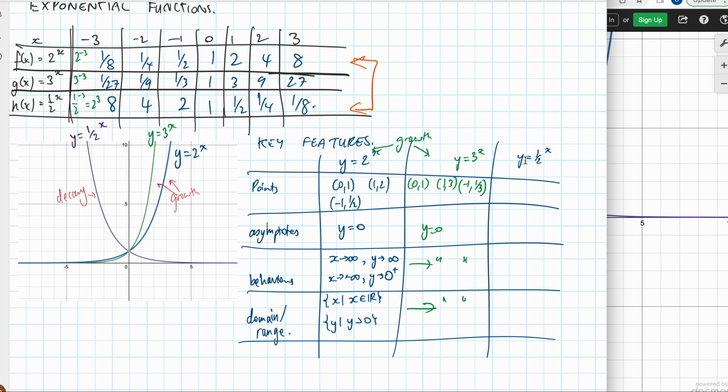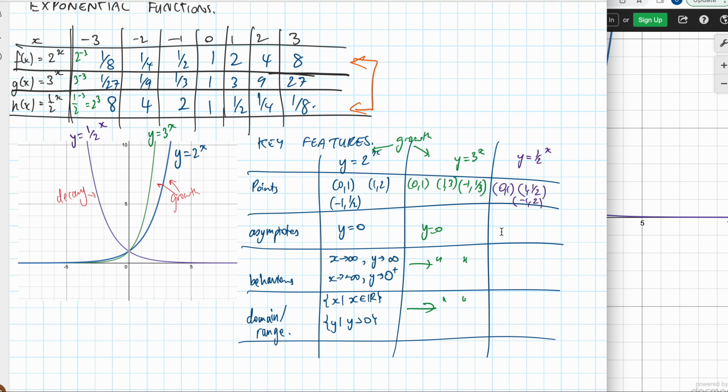Let's look at our final function that we've sketched before, which is in purple. So I'll switch to purple. This one here, still (0, 1), but then it's flipped. So we've got 1 is going to be a half, and -1 is going to be 2. So we can see that this is (1, 2), this is (-1, 2), this is (-1, half), now it's (1, half). So we can see it's reflecting over the y-axis.